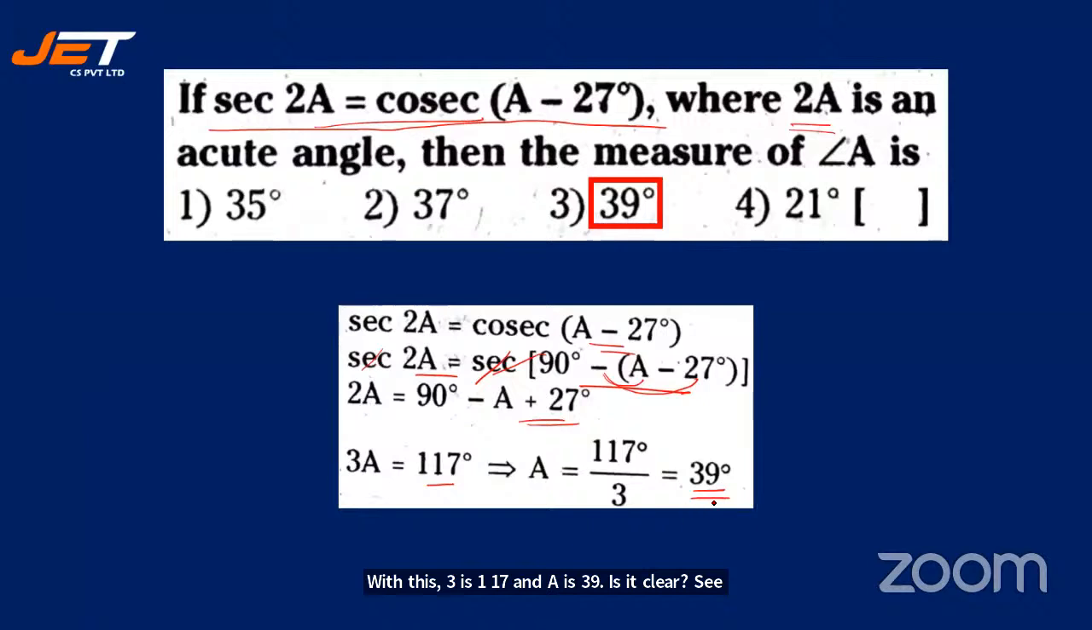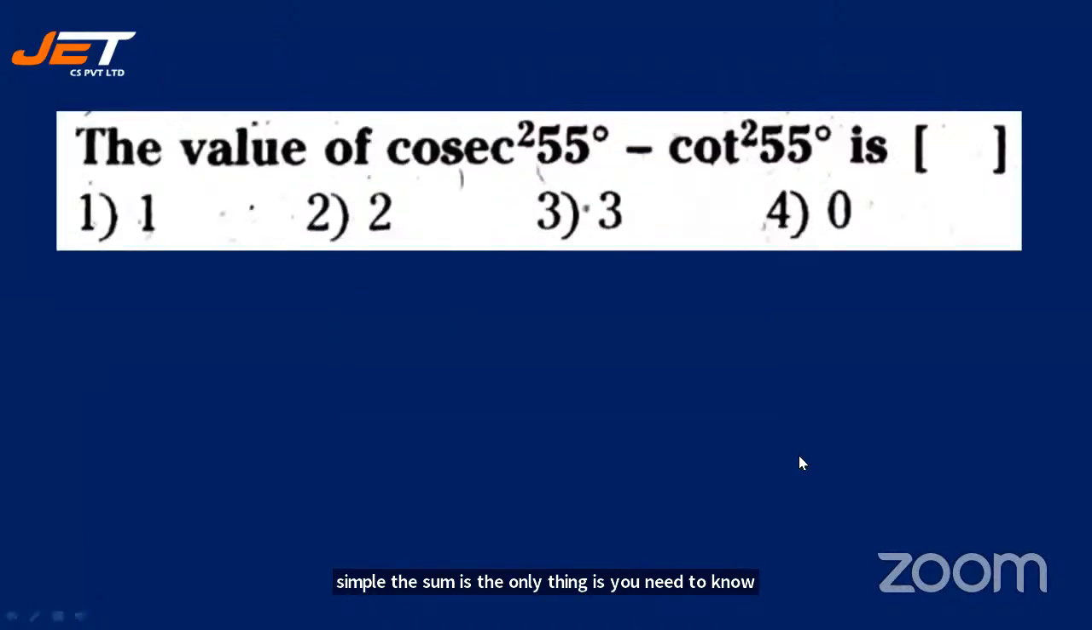All right. Excellent to those who have really understood and gave me the right answers. Let's move on to the next question. The value of cosecant square 55 degrees minus cot square 55 degrees is dash.